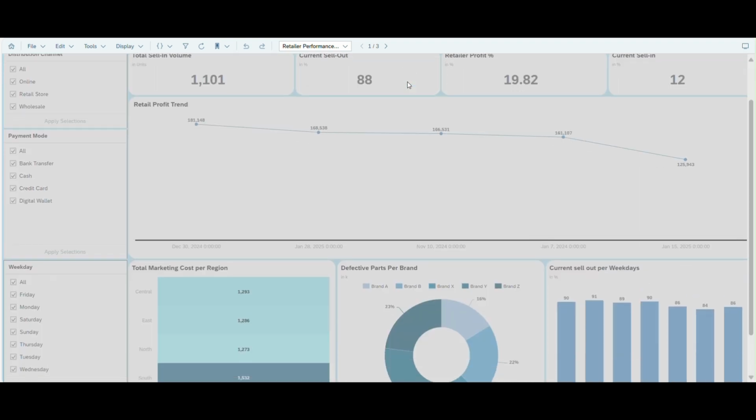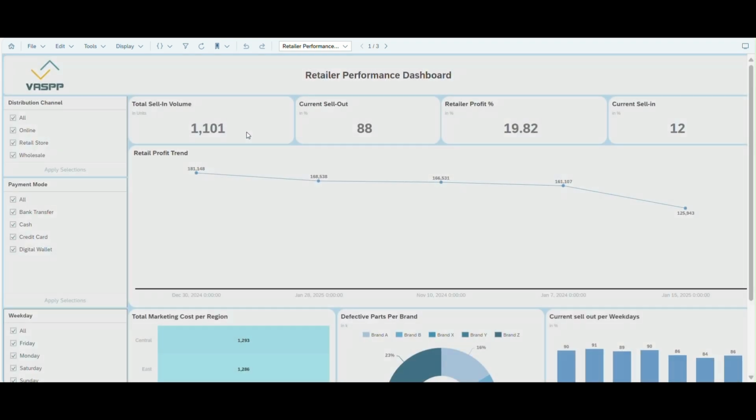At the top, we begin with a fundamental question. How well are your products performing at the point of sale? And how profitable is it for your retail partners? This dashboard answers that question in the language of business leaders: volume, margins, quality, and cost.